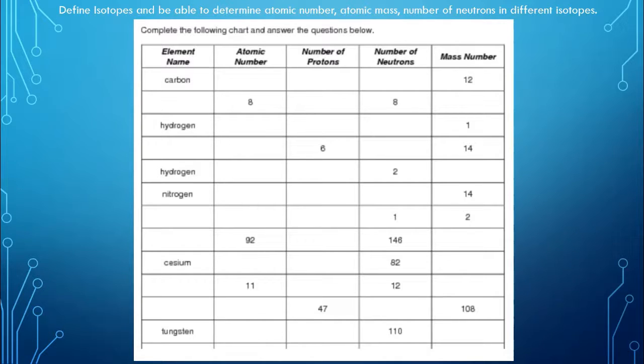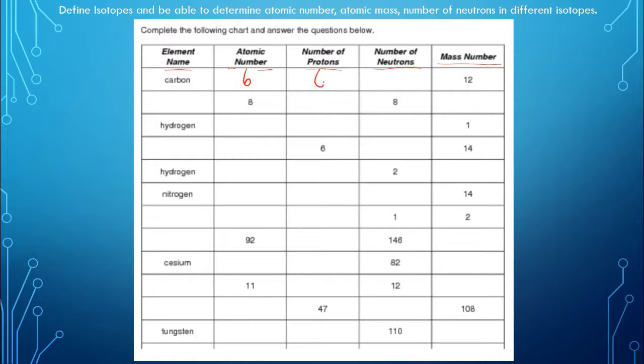So I'm going to start with the top one here. Basically, in these columns, we have element name, atomic number, number of protons, number of neutrons, and then finally the mass number. So to start with carbon, we have a look on the periodic table. Carbon is in period 2, group 14. So we can have a look there on our periodic table. The atomic number is 6.